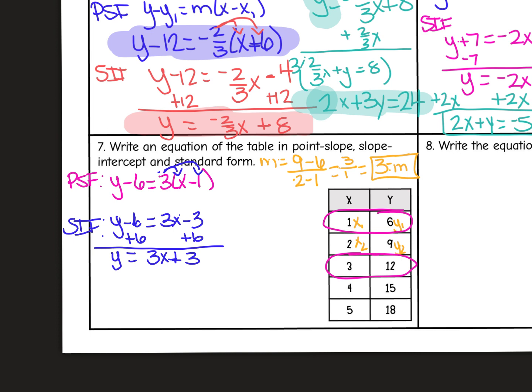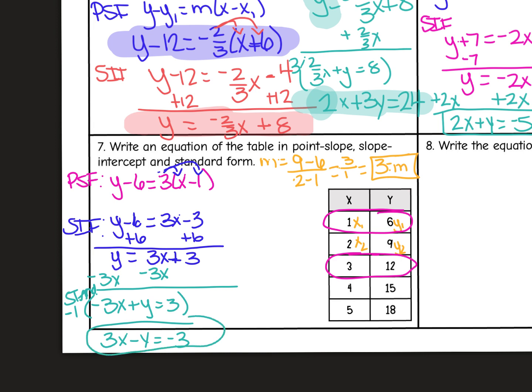And finally, I'm going to leave with my standard form. Okay, remember a standard form, we want both our x and our y on the same side. So now I'm just simply going to subtract the 3x from both sides. -3x plus y equals 3. I'm almost there. I need to get rid of that negative, so I'm going to multiply everything by -1. And I have 3x minus y equals -3. And there is my standard form.